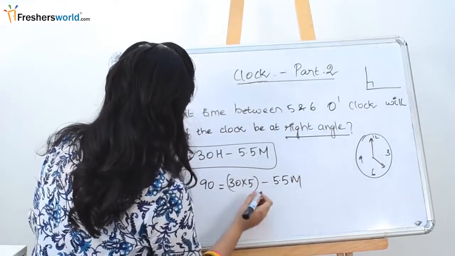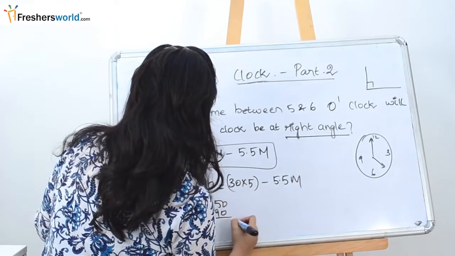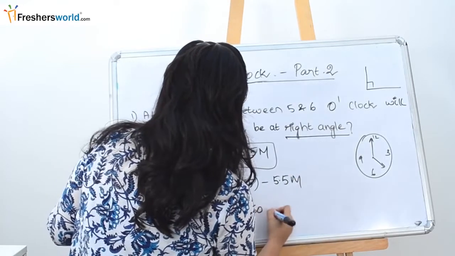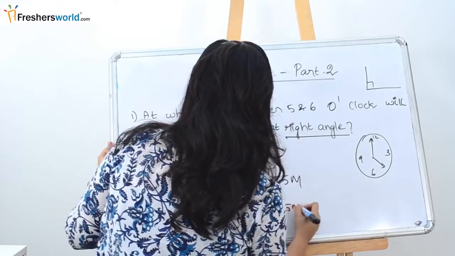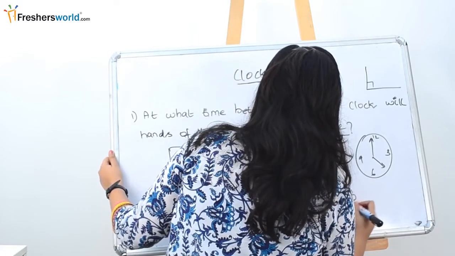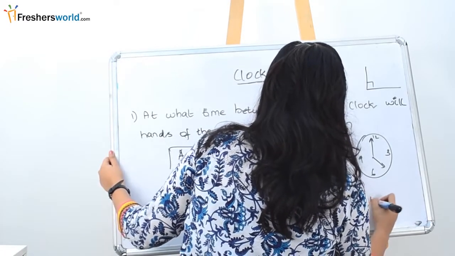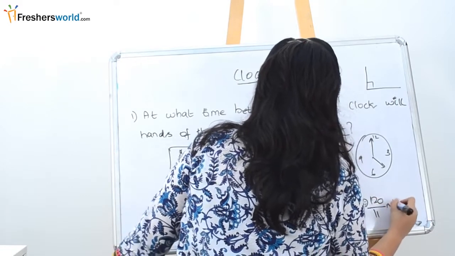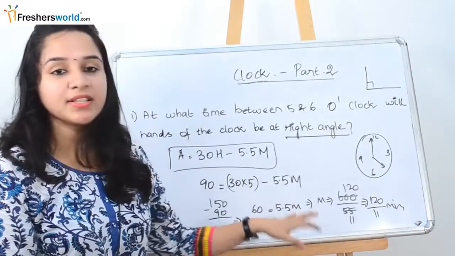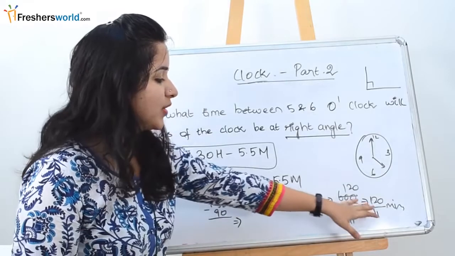So moving here, 150 minus 90 is equal to 60 equal to 5.5 m. So m is equal to 600 by 55. So 11, 120. So we can easily see that if you substitute the values here, you get 120 by 11.